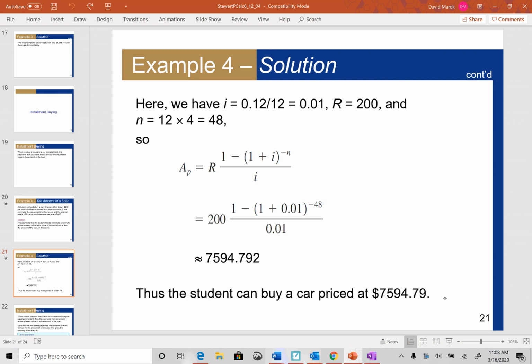So we substitute into our lovely formula there. The capital R is 200 times 1 minus 1.01 to the negative 48th power divided by 0.01. So she can afford a car where the price is $7,594.79.